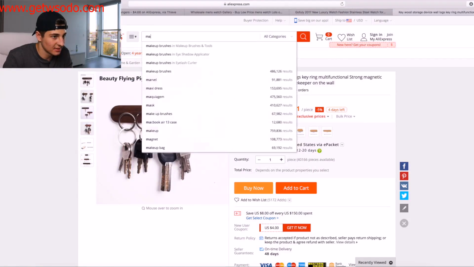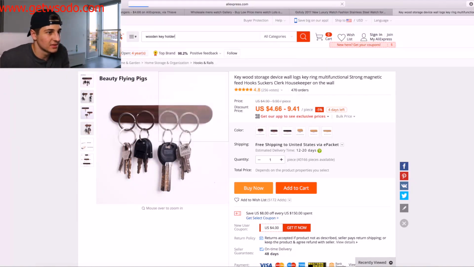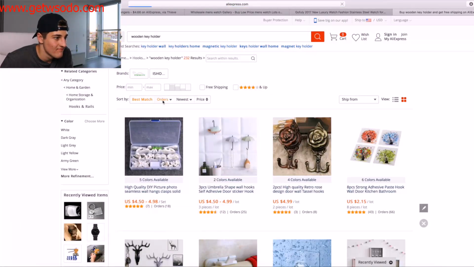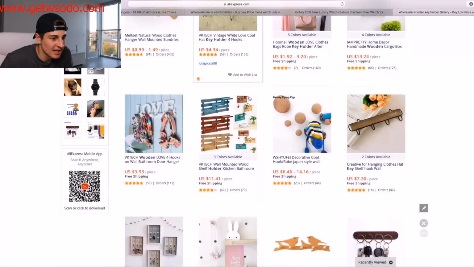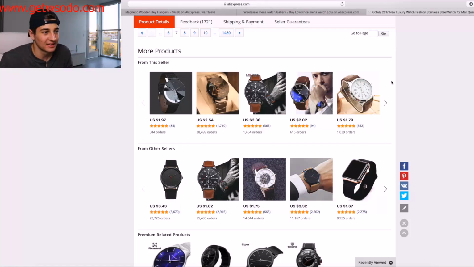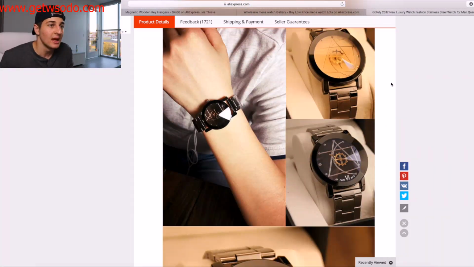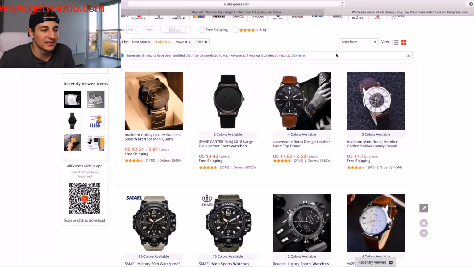Let me just try to see wooden key holder. Maybe this is just a really bad supplier. Yeah, I can't even find it. No, that was the only one. So although something may seem like it sells well, you can always verify how well it's currently selling. And if it's not doing so hot, I wouldn't sell it.